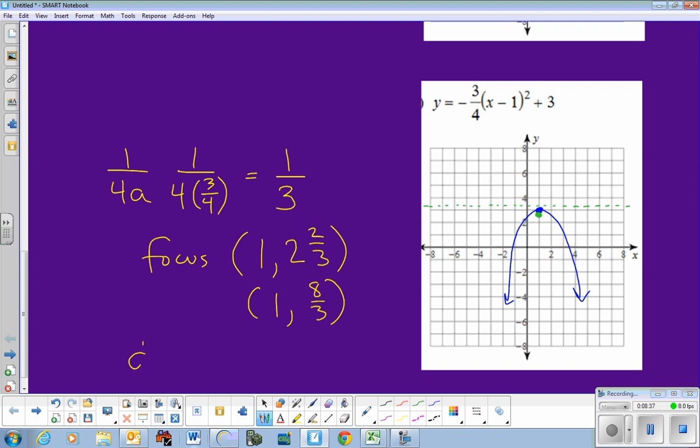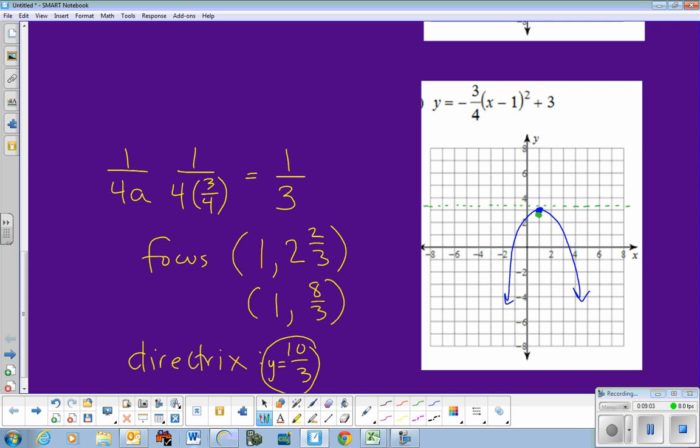And my directrix is going to be a third of a unit above the height of that vertex. The height of the vertex was 3. All right, think of 3 as 9/3. Directrix y equals 10/3. All right, up 1/3 to 10/3, down 1/3 to 8/3 for the focus.